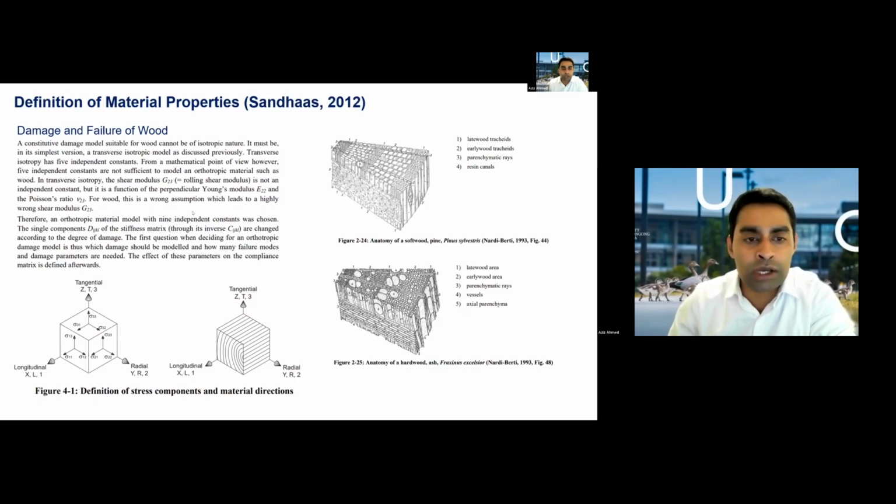So that means this thesis used 9 independent constants. So it became much more complex, and you can see 3 different directions: longitudinal, radial, and tangential. And then all of them have separate Young's modulus, Poisson ratio and shear modulus. So this is quite a complex model.